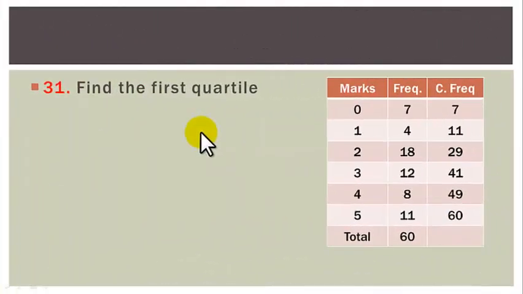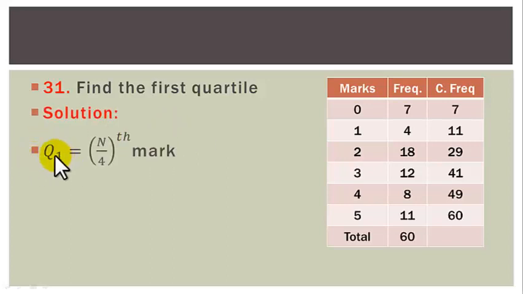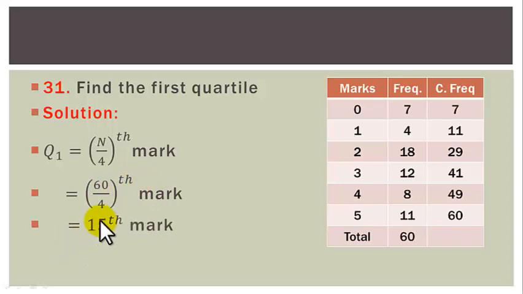Question number 31. Find the first quartile. Solution. The first quartile is denoted by Q1, and it is equal to the n over 4th mark. Here n is 60, that's the total frequency is 60. This is equal to 60 divided by 4, which is 15. That's the first quartile is the 15th mark.